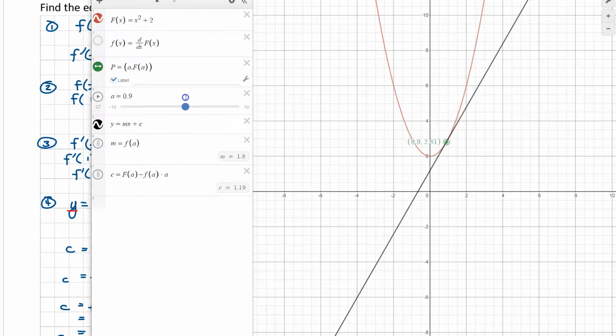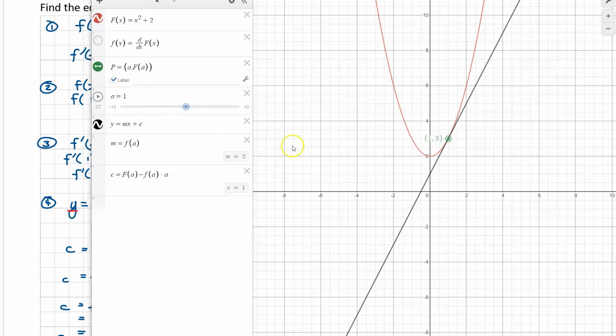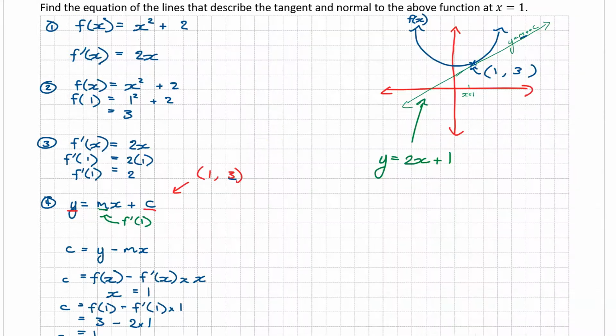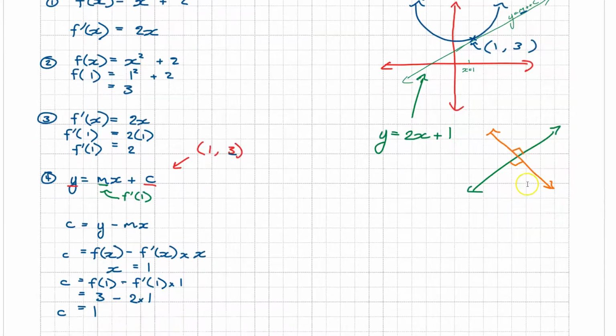Alright, cool. So this is the process we use to get the tangent to a function. Now let's have a look at how we do the normal to a function. The normal being, well, if our tangent looks like that, then our normal is going to look like that. And let's just assume that those are 90-degree angles there. So the normal to a function or to a line cuts at 90 degrees.